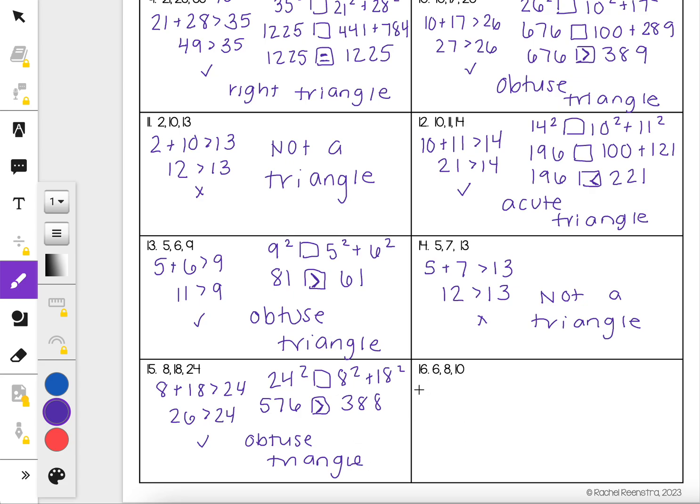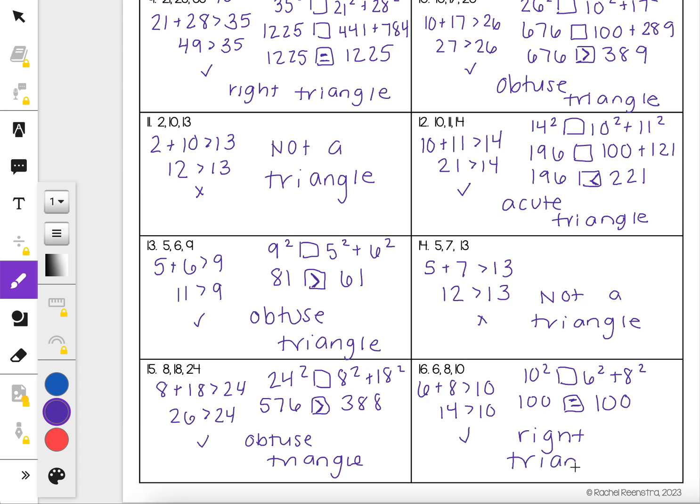And our last example, we have 6 plus 8, that is greater than 10. So 10 squared has some relationship with 6 squared plus 8 squared. 6 squared plus 8 squared, you can plug that straight into a calculator. You're going to get 100. So because 100 equals 100, this is a right triangle.